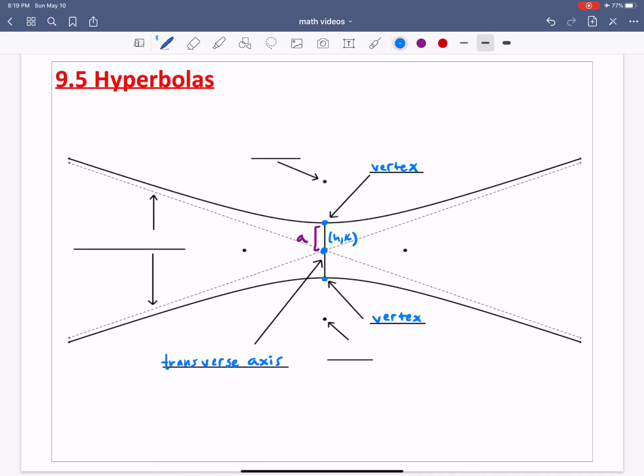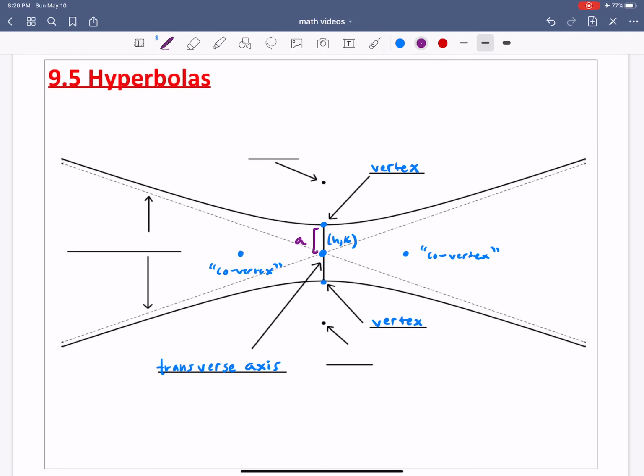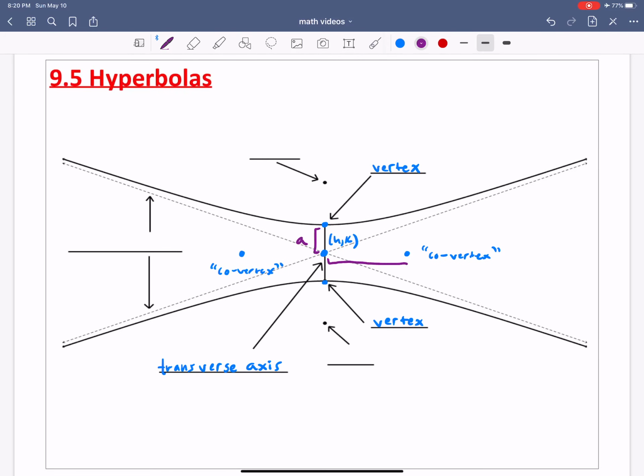Okay, next, the next attribute doesn't actually show up on the graph, but let's talk about these seemingly random points out here on the left and the right of the center. These points are called co-vertices, and I'm going to put those in quotations because they're not really vertices, because they're not really on the function. But they're going to operate like co-vertices, and those points are going to be helpful for us. We'll see that in just a minute. Now, the distance from the center to a co-vertex is b units, just like it was for the ellipse, okay?